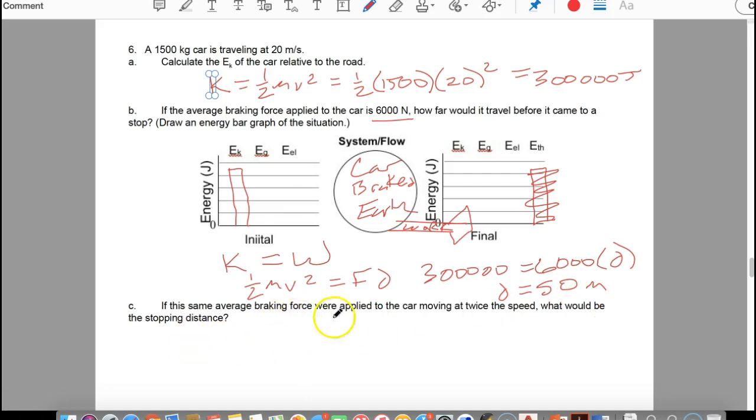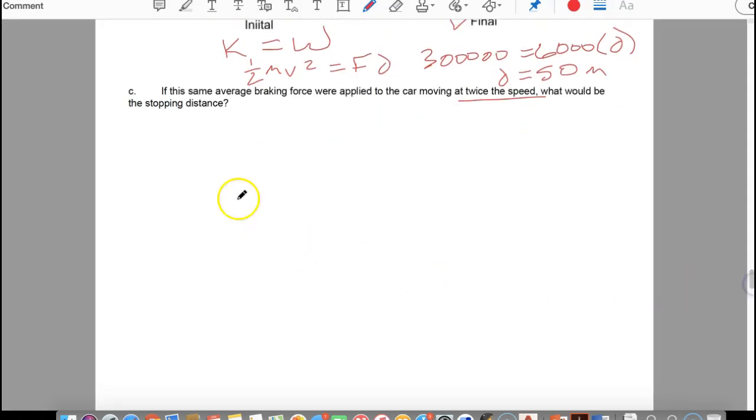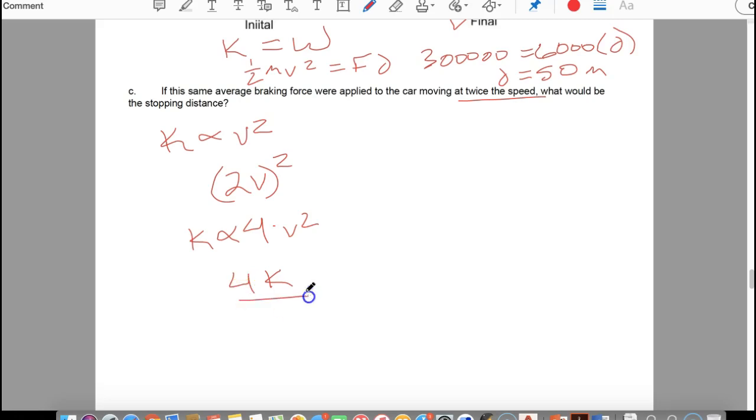They say if that same braking force were applied to the car moving at twice the speed, what would be the stopping distance? So they want us to find the stopping distance for that speed. There's a couple of different ways to do it. One of the ways is to do all the calculations, but I don't want to do that. I know that kinetic energy is proportional to the velocity squared. So how much kinetic energy would it have if I have twice the speed? If I multiply the speed by 2, that means that I'm going to square both the 2 and the velocity. So my kinetic energy now is proportional to 4 times that velocity squared, or I have 4 times the kinetic energy.